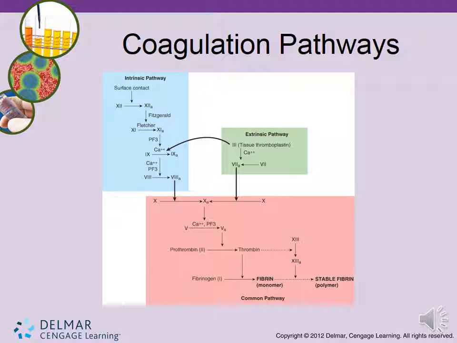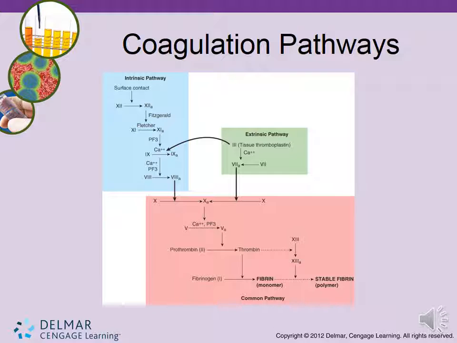Notice in the extrinsic pathway, the little green box, you'll see that you have tissue thromboplastin, as I mentioned before, that initiates or it's released from an injured site. It's tissue factor or factor 3 there. And notice that that involves calcium. Ionized calcium here in the process.